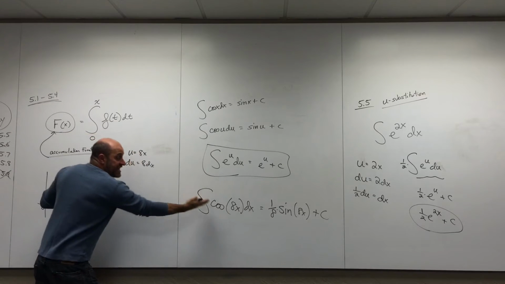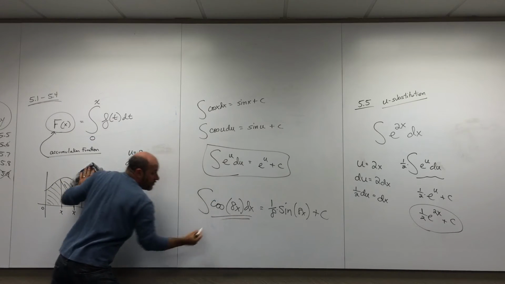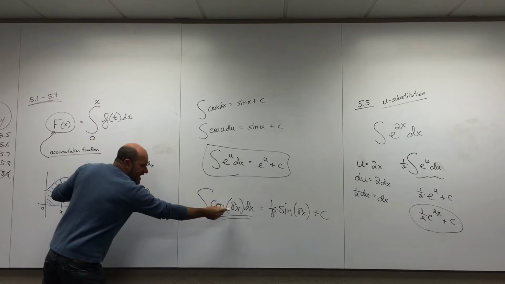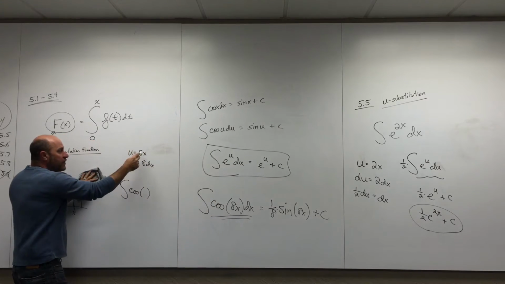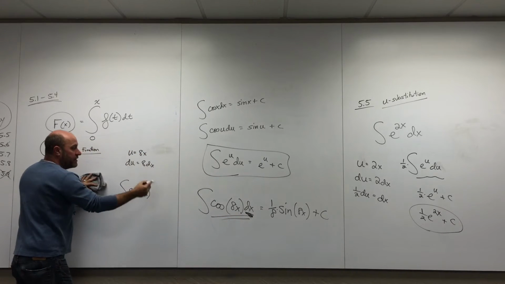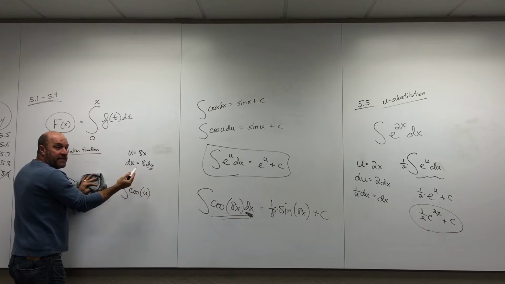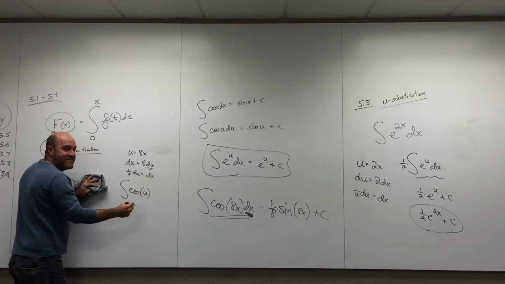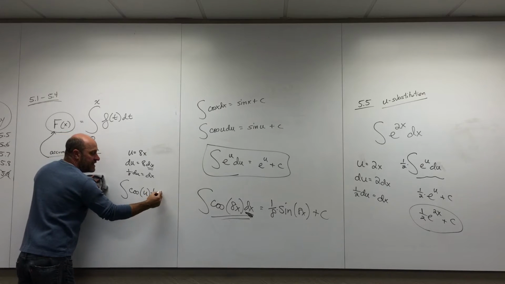And now I replace everything in this integral. This whole integral gets replaced. It's a cosine of, what does that 8x get replaced with? U. What does the dx get replaced with? 1/8 du. Y'all see it? I'll do it for you. Now you see it better? The dx gets replaced with 1/8 du.